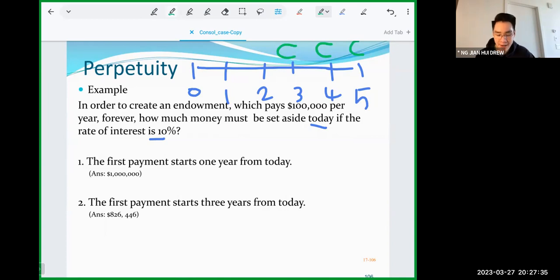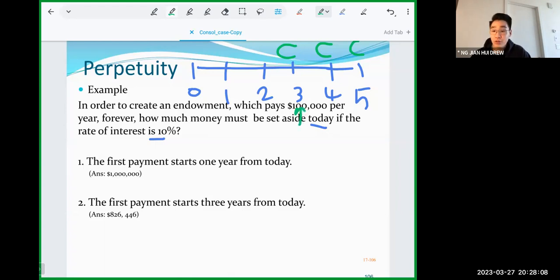Okay, so pay very careful attention now. Remember, the requirement of using the perpetuity formula is that the payment starts 1 year from today. And we know that's the only formula that we can use for perpetuity, right? So what happens now? What is 1 year from 3 years from today? Okay, this is a bit confusing. What's 1 year from the 3 years from this C?